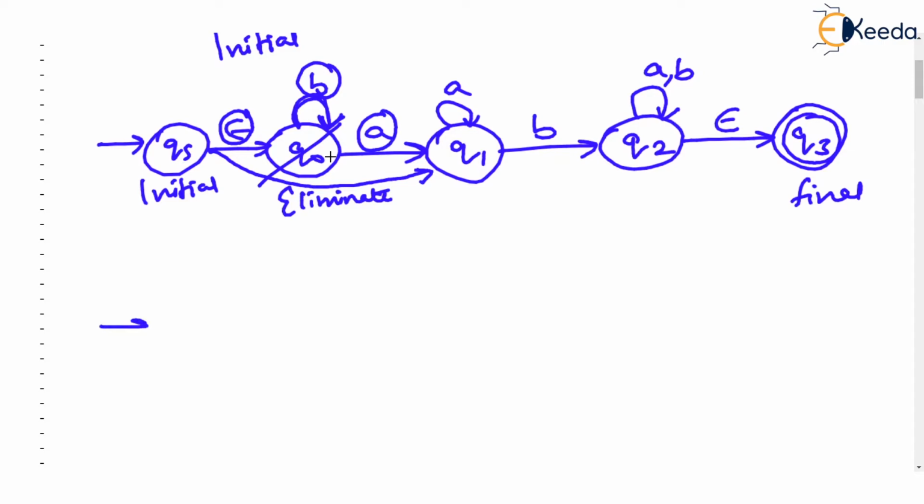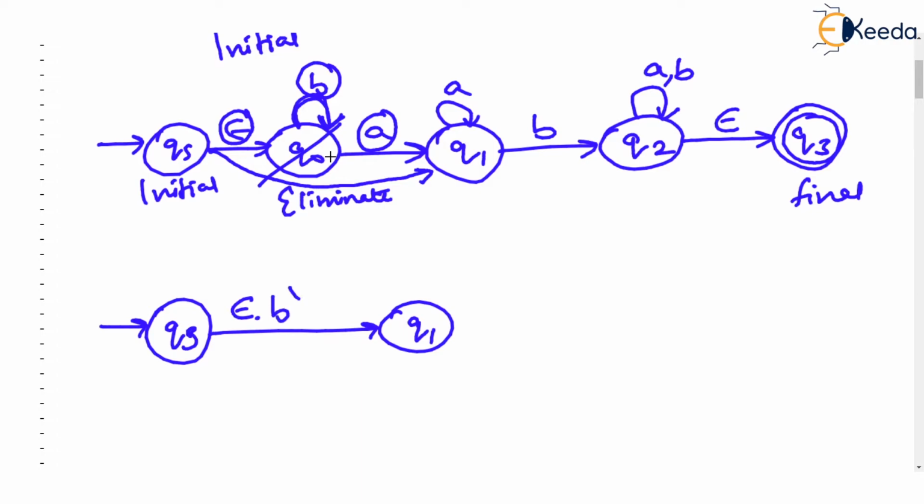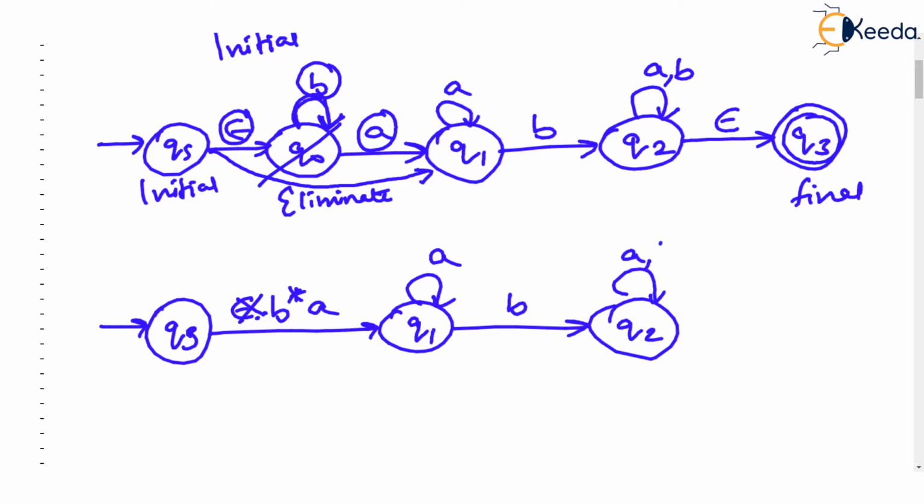So what that means is after eliminating Q0, you can directly go to Q1 using this epsilon dot B star A. But I told you anything concatenated with epsilon doesn't affect it, it remains the same. So you can write this as B star A. What now remains is a loop in Q1 on A, and on transition of B, you go to Q2 where there is a loop on A or B, and then an epsilon transition to the final state Q3. This is the final state.